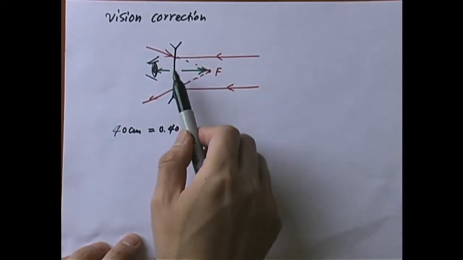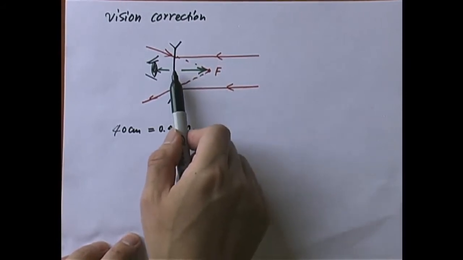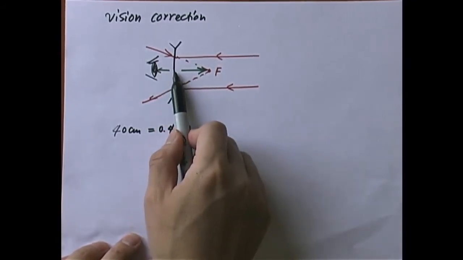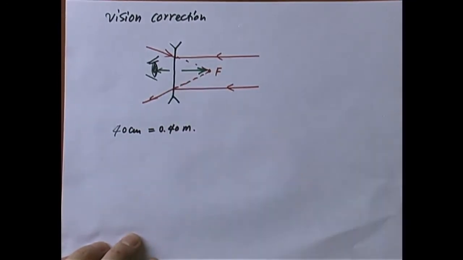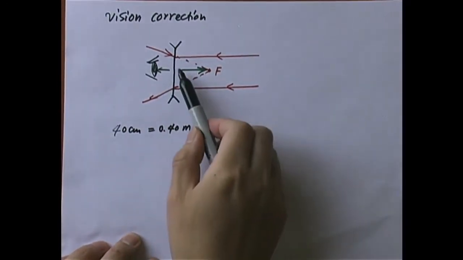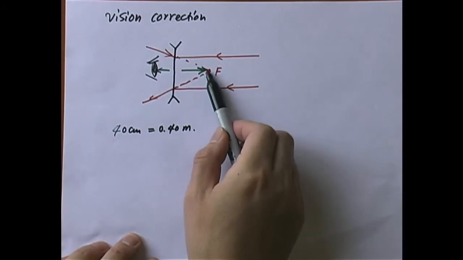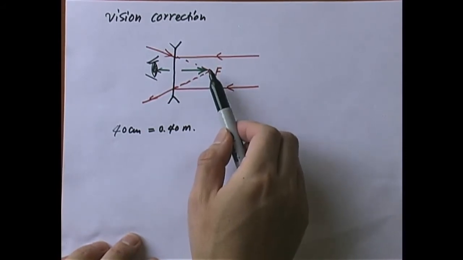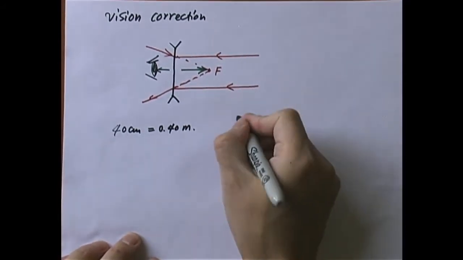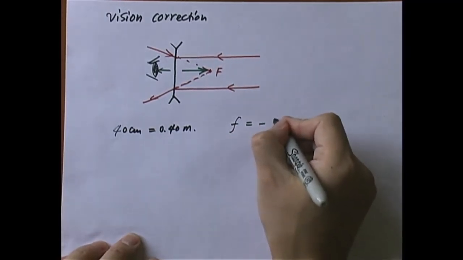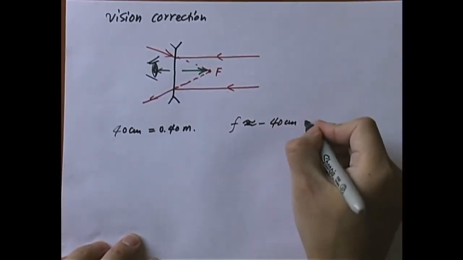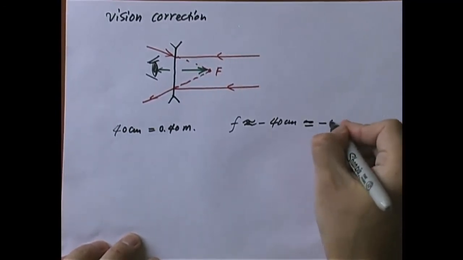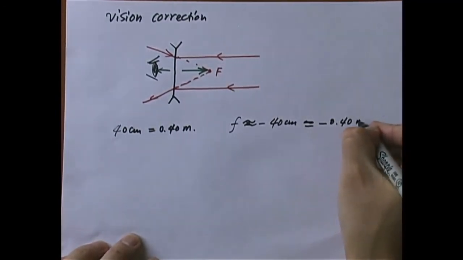All right, now there is a small distance between your eye and the glass itself. Let's say it's a centimeter. But roughly speaking, between here and there, you get about 40 centimeters, right? That means, roughly speaking, the focal length of that lens should be what? Negative 40 centimeters. So F should be negative 40 centimeters, or roughly negative 0.40 meters.